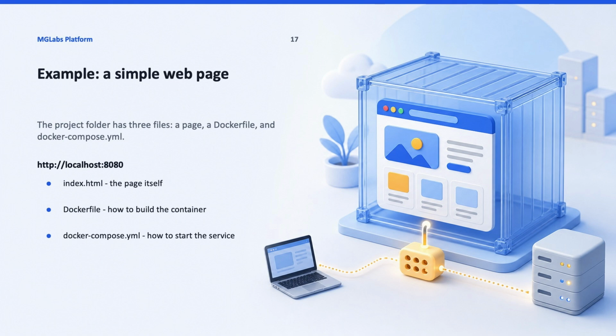For a demo, we can use a very simple web page. The Dockerfile says that we take a small web server and copy index.html into it. The docker-compose.yml file says that the site should open on port 8080.